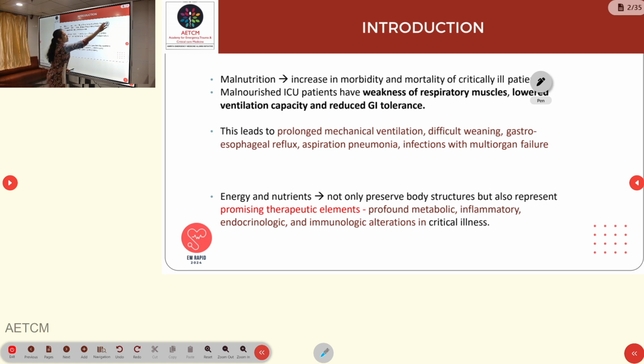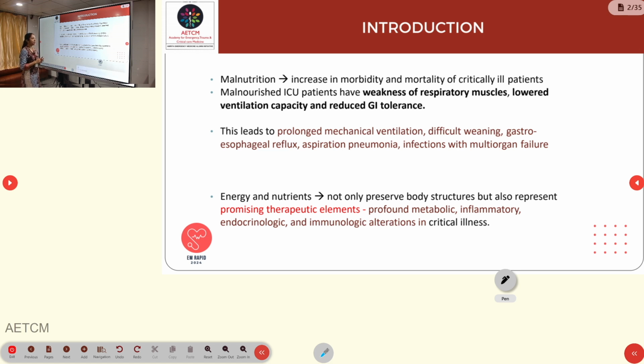Malnourished patients can have respiratory muscle weakness, lowered ventilatory capacity and reduced GI tolerance. This leads to a requirement of prolonged mechanical ventilation, difficulty in weaning, gastroesophageal reflux, presence of aspiration pneumonia and chances of infection and multi-organ failure.